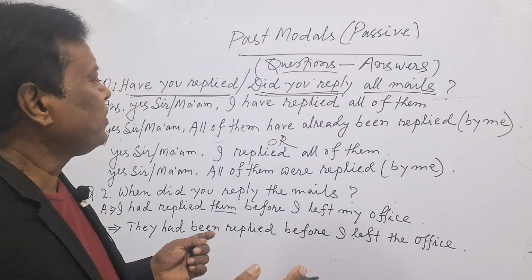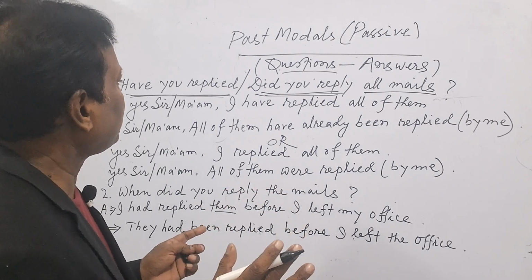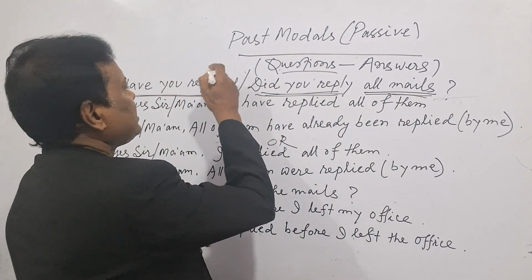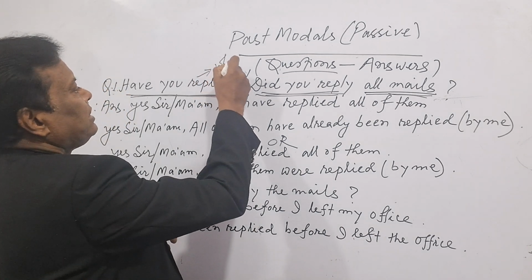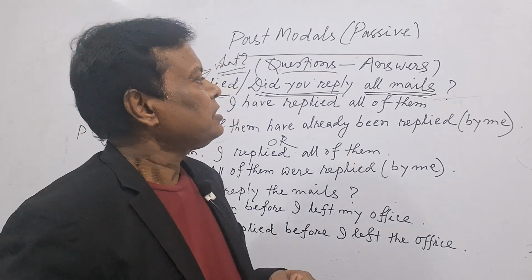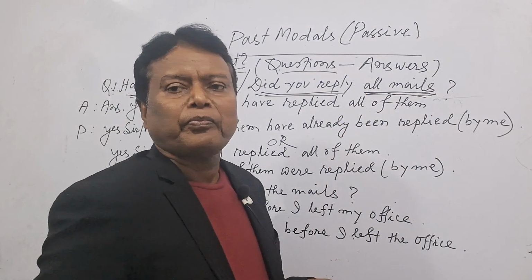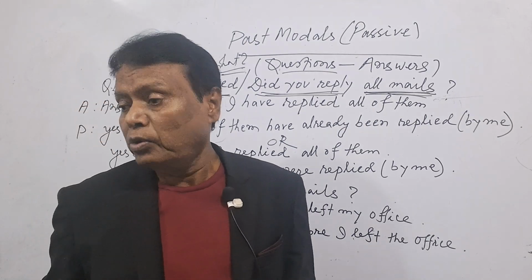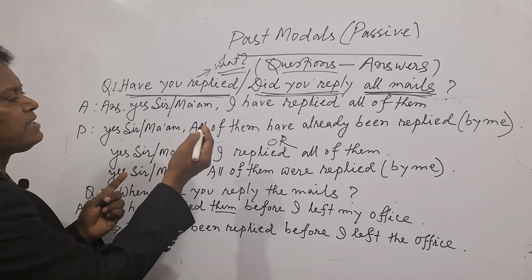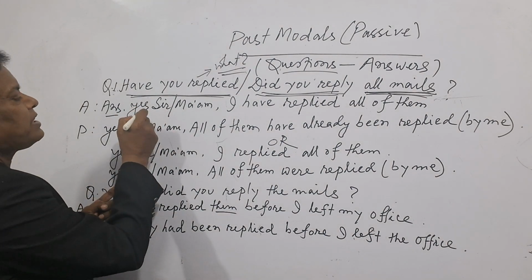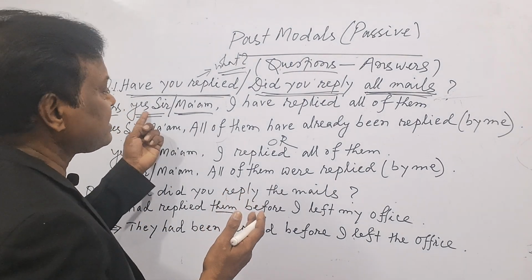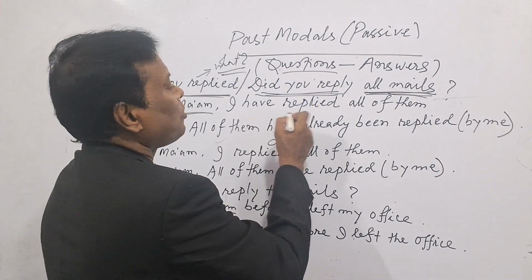Your answer should be active or passive. How can you get to know? Have you replied all the mails? Replied what? I taught you, if you put the question words what and to whom, then only we get the objects. Now, all the mails is your object, and you have to convert it into a pronoun. In the active sentence, your answer is: yes sir or yes ma'am, I have replied all of them.